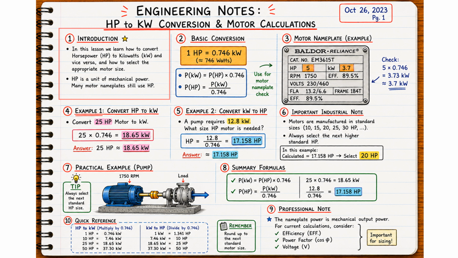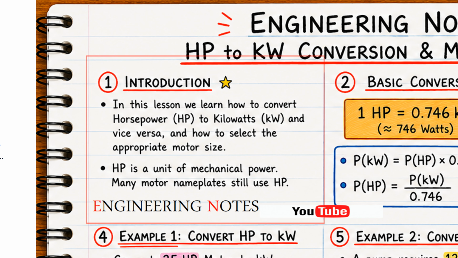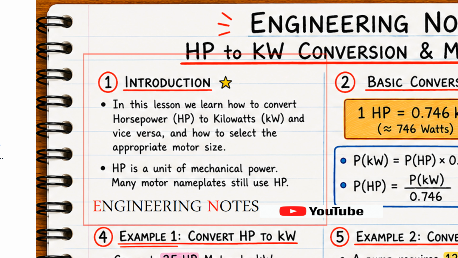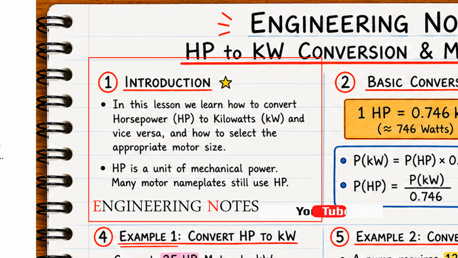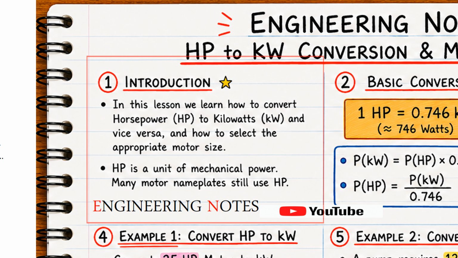Hello friends. In this training, we are going to learn one of the most widely used calculations in industrial electrical engineering. That is, converting horsepower, HP, to kilowatts and vice versa. This becomes important when the motor nameplate shows power in HP, but we need to perform our calculations in kilowatts. Or the opposite.